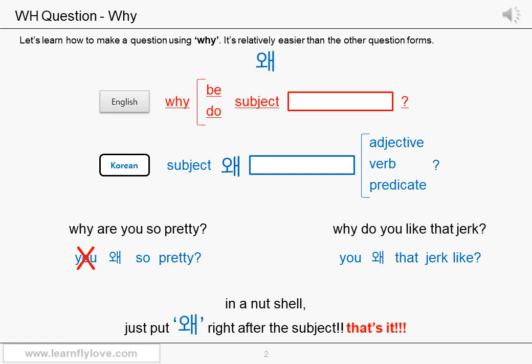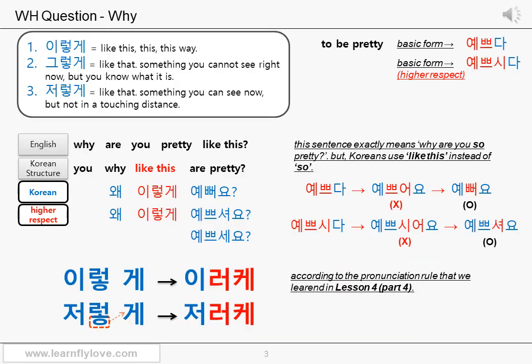Why do you like that jerk? Just get rid of the subject you and put where, which means why, and say the rest. Where, that jerk, like. Okay? Great.